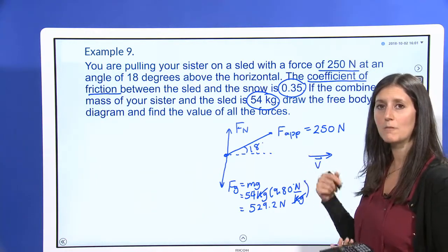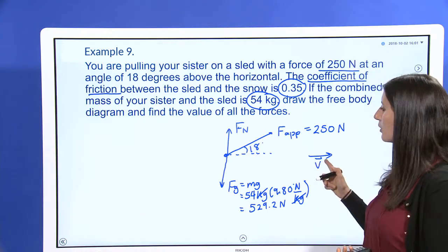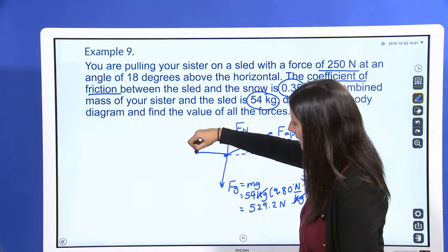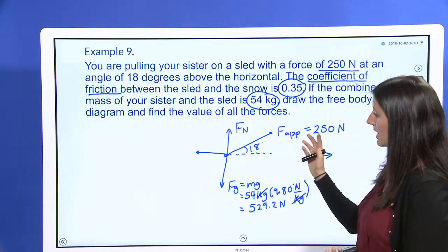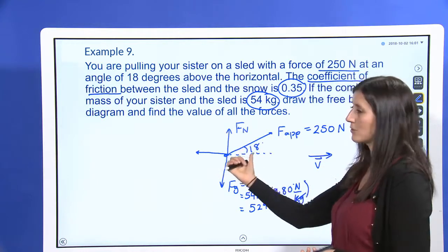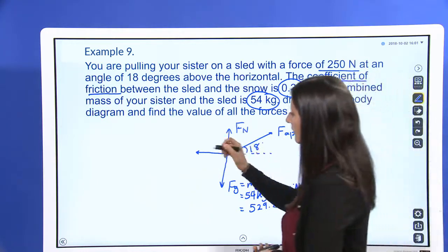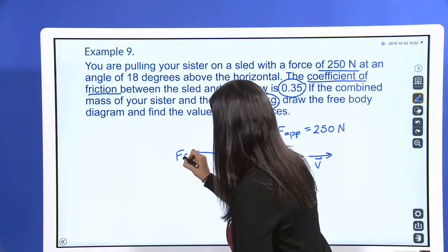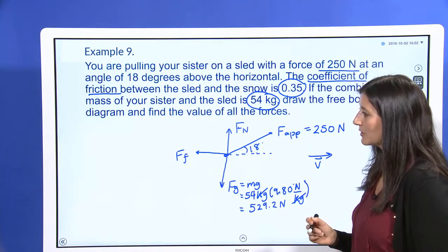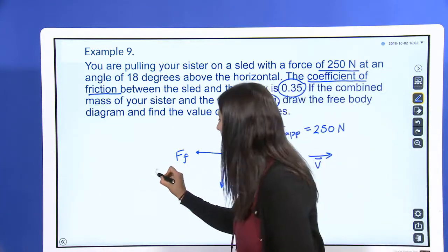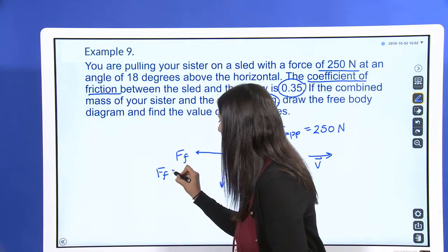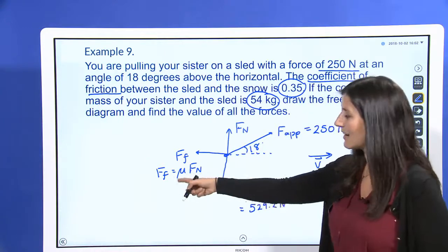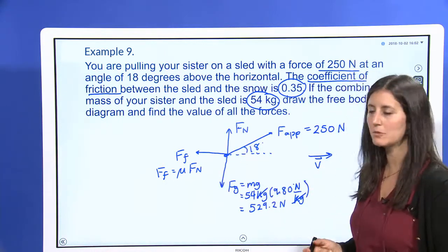So if I'm going to put in my force of friction, it would oppose the motion. The sled's moving to the right, so the force of friction would go to the left. If I wanted to, I could have made my F applied go to the left, and then my force of friction would go to the right. Okay, so now this is my force of friction. Now the equation for force of friction is force of friction equals the coefficient of friction times the normal force. So I can't calculate this yet until I find my normal force.